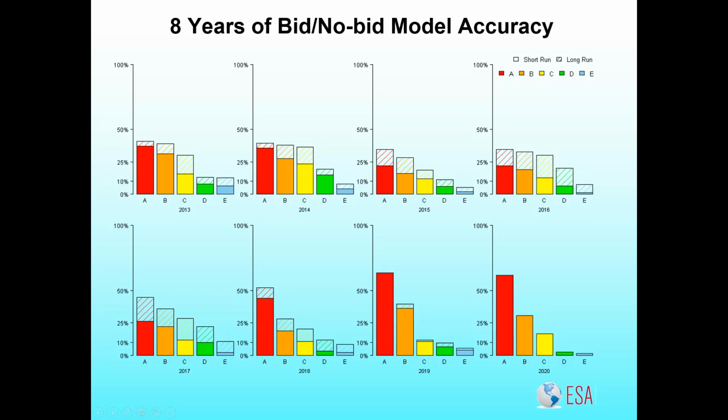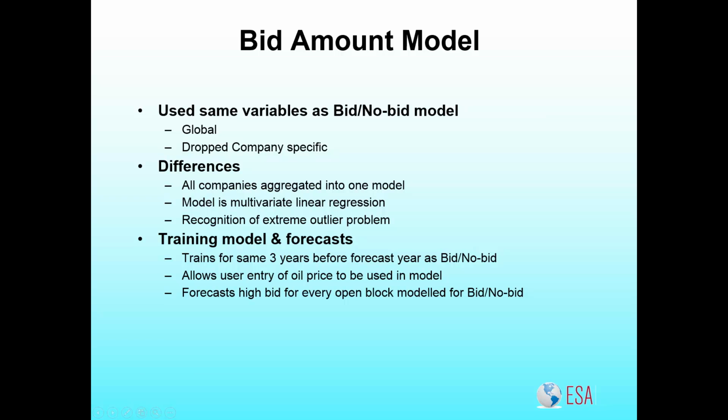So as I was saying, if we give you something that's red, over half of those blocks are going to receive a bid. That's pretty accurate considering that there are thousands of possible blocks to bid on. We're narrowing it down pretty sharply to just a few key ones. So that's for bid, no bid.